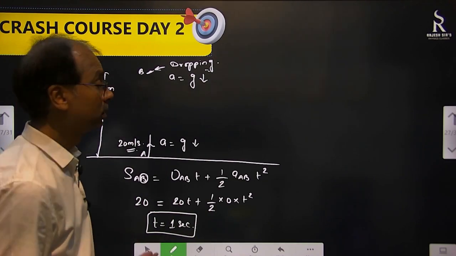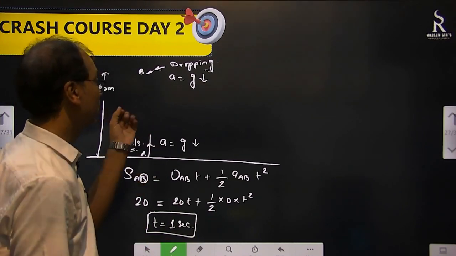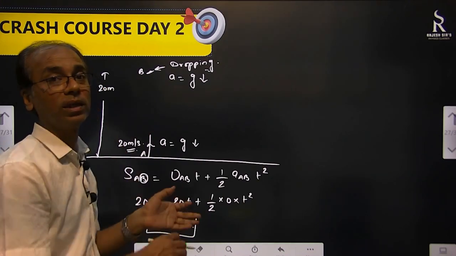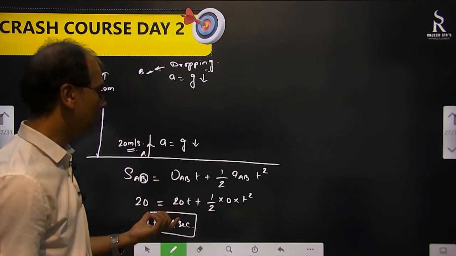I didn't calculate how much it's going to travel. Distance traveled by this is x, distance traveled by this is 20 minus x. Then I kept the x value and then nothing. Just this much.